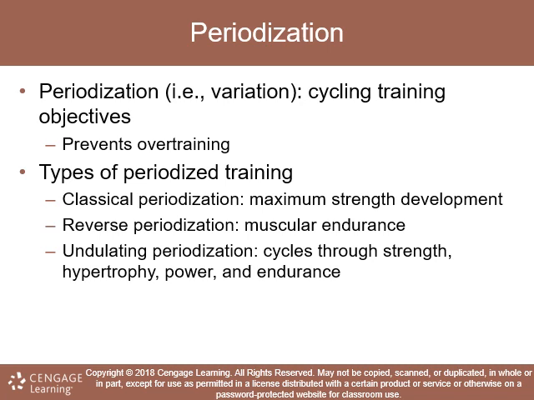It's not random, but you'll go through strength phases, hypertrophy, power, endurance, and go back and forth, continue to shock the body and the muscles in order to kind of challenge it over and over. And that's an undulating periodization model.